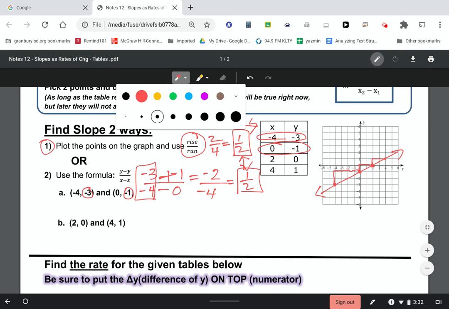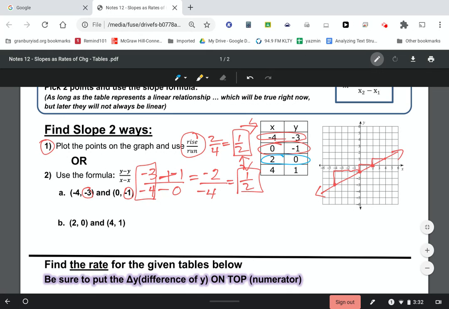All right, the next thing we're going to try is a different ordered pair. So we're going to try 2, 0 and 4, 1. Still the same process. Circle, circle, dash, line, dash, 0, 1, 2, 4. 0 minus 1 is -1. 2 minus 4 is -2. A negative divided by a negative reduces to a positive 1/2.